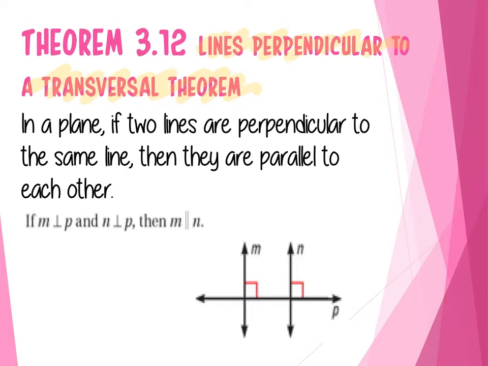No, so the last one said, if one of the parallel lines was perpendicular to the transversal, then the other one is. So that one you're proving that it's perpendicular. This is saying if they're both perpendicular, then they're parallel. It's kind of like the reverse, yeah.